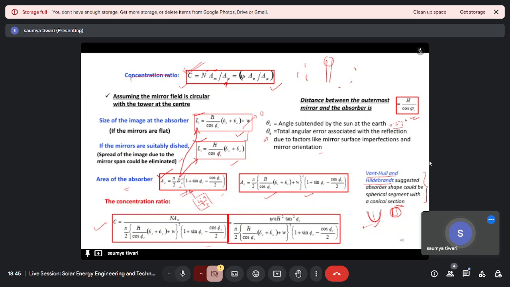mirror is circular or flat, the size of the image at the absorber has a formula, given here, where H is the height of the tower, theta s is the angle subtended by the sun at the earth, right? And theta e is your angular error. Okay, so this formula you need to remember. The area of the absorber, this formula also you need to remember. What will be the area of the absorber, and the concentration ratio, obviously if you know the total area of your heliostats and the area of your absorber, you can already calculate the concentration ratio.